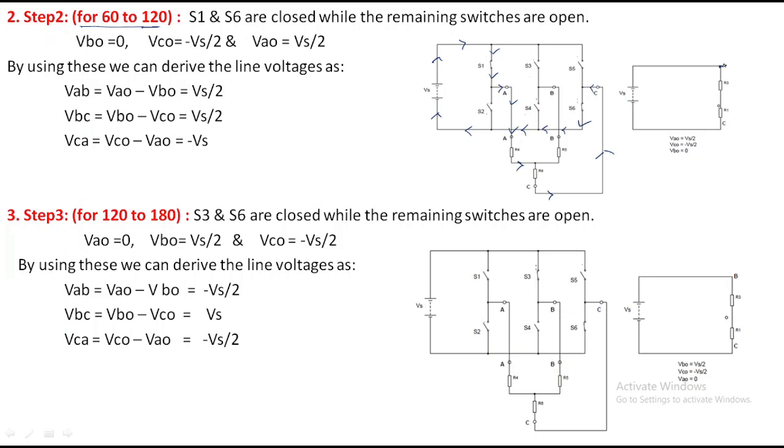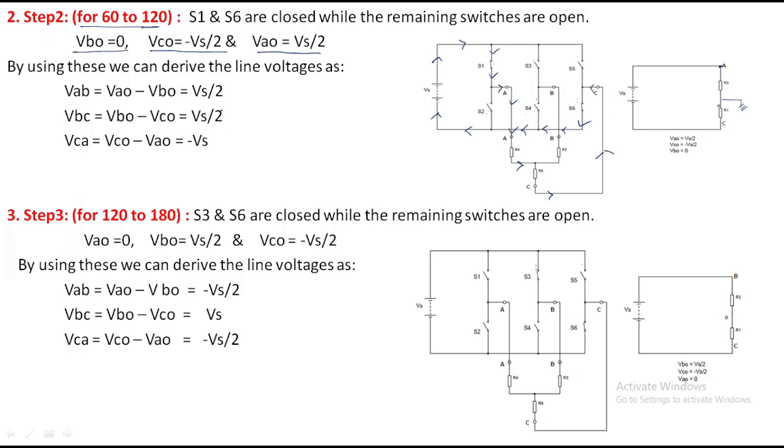Vs is the source. Current is entering from the A point and the resistor R3, and this is the neutral point R0. Current is entering into this region and the C. From that we can directly write: what is VA naught? VA naught is upside, that's why plus Vs by 2. What is VC naught? VC naught is downside, minus Vs by 2. What is VB naught? For VB naught there is no voltage, there is no current, that's why VB naught is 0.